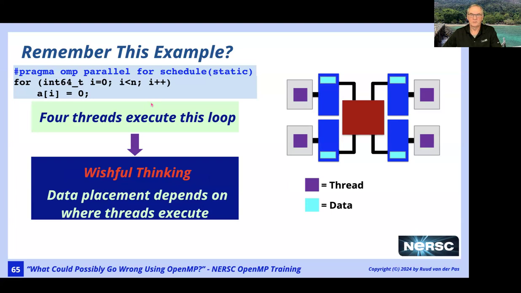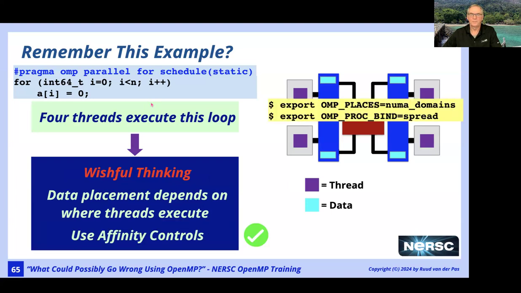And since this is quite critical, I need to take matters into my own hands and use the affinity controls. So in this case, what I really need to say is the places are the NUMA domains, my four nodes, and I want them to spread out. So if I have four threads, they're spread out over the four NUMA domains that I have. If I have eight threads, each NUMA domain will have two threads, because clearly that's what I want. So this is why you need those controls. And the good thing is it's quite easy to do some experiments with it. You can see how the performance varies as you make different choices. So I would definitely recommend doing that. Do some experiments unless you really know upfront what is best for you.